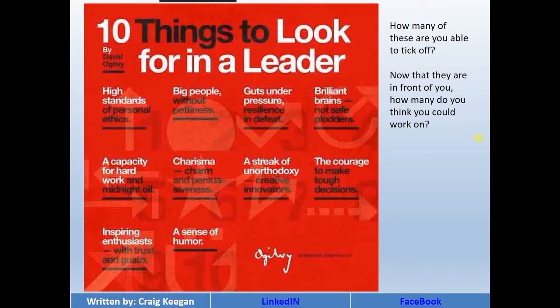My question here is, how many of these are you able to tick off? Now that they are in front of you, how many do you think you could work on? Are you the leader that you need to be? Are you the leader that the organisation needs? You can be.